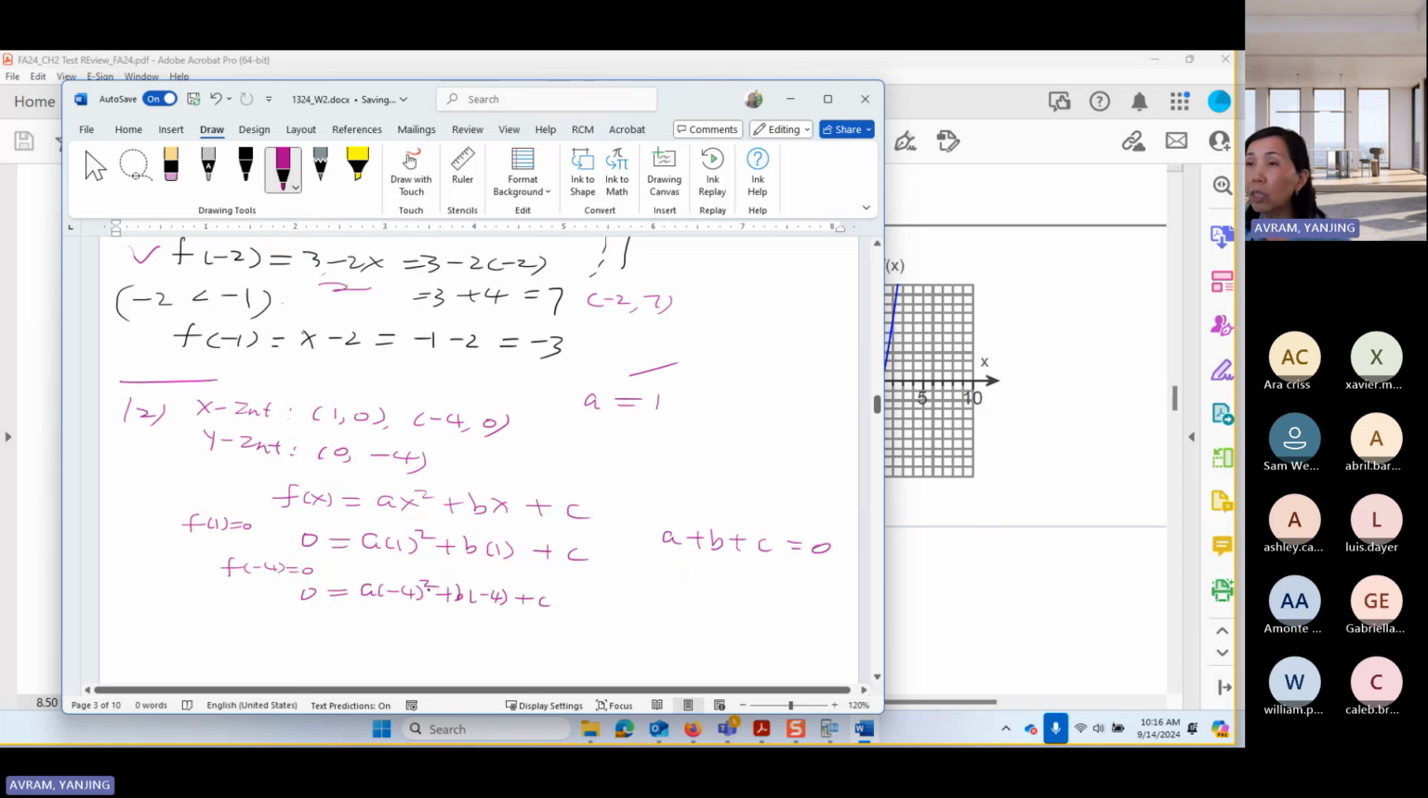The square in here will be positive, so that's 16a minus 4b plus c equal to 0. And then this one is the y-intercept, so that means x equal to 0 and y is equal to negative 4. So that's a times 0 squared, b times 0, plus c. That's 0 and that's 0, so this one gives me c here is negative 4, basically.